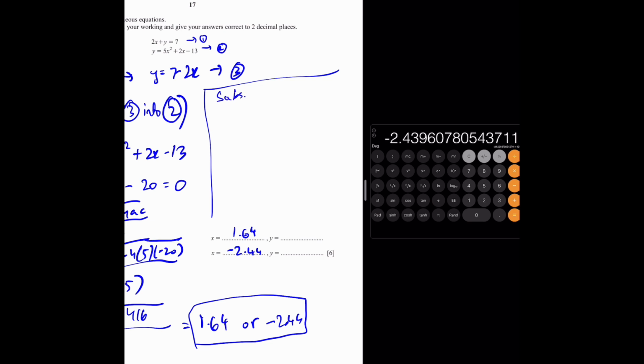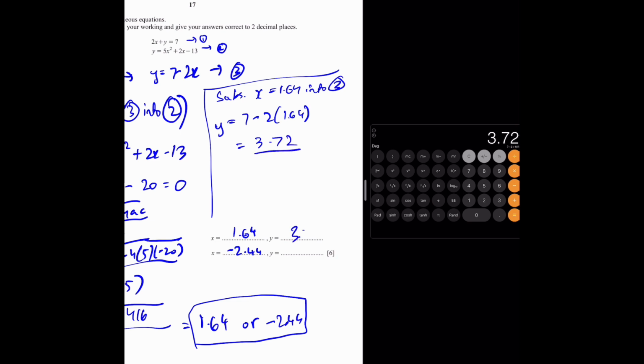So substituting x equals 1.64 into equation 3, we get y equals 7 minus 2 into 1.64, which is equal to 3.72. And then we can substitute x equals minus 2.44 into equation 3.